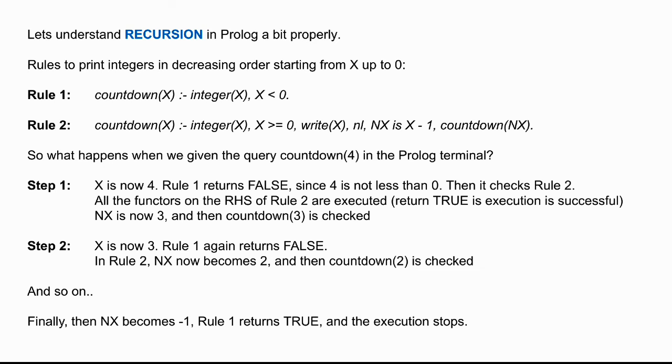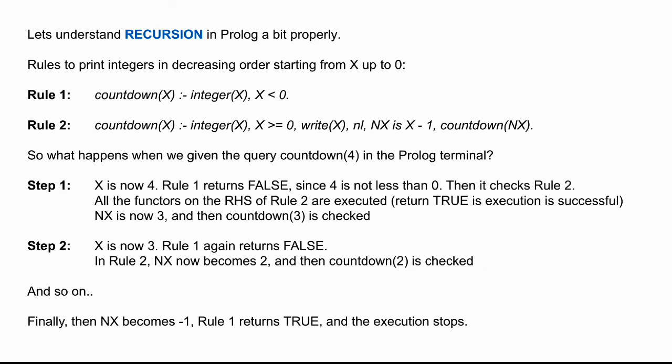So now let's understand how this program is working. The first rule checks whether X is just positive or negative. That's all. It doesn't do anything more than that. So if X is negative, it just outputs true, and there's nothing more that is done. And the program actually works as long as X is positive. And why is this recursive? Because you have a countdown on the left hand side and you have a countdown on the right hand side. This is the essential property of recursion, that you have a function call from within the function definition.